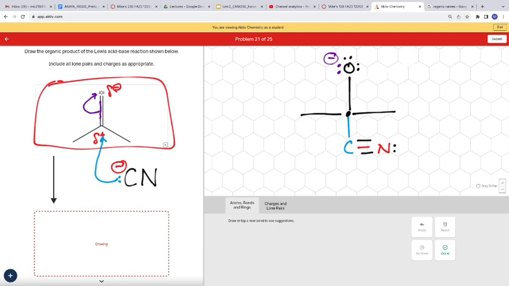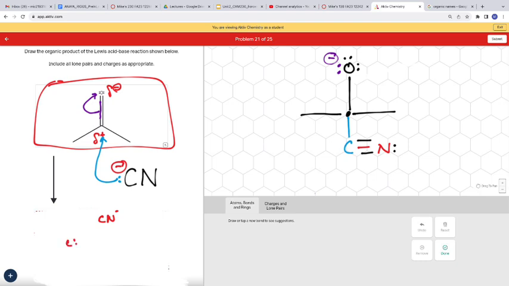Where would it be easier to track? Trying to track it in the product is not the easiest place to track it. The easiest place to track it would be back in the reactant. We know we're looking at CN minus, so we could go through and draw a Lewis structure.